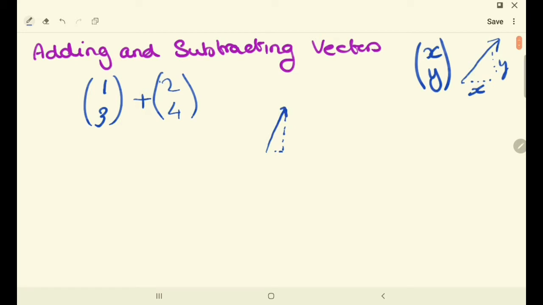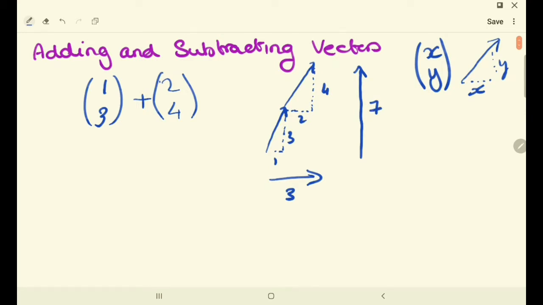Then we are adding on to it the second vector. So it means top and tail, those little arrows. This one is going to go along 2 and it is going to go up 4. So go up a little bit further. And then you connect it together. Now the question is, how far along has it gone in total? Well, it's gone along 1 plus 2, 3. How far up has it gone in total? Well, it's gone 3 plus 4. So it's going to have gone 7 up in total.